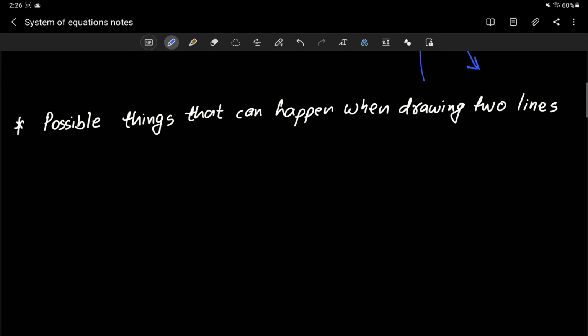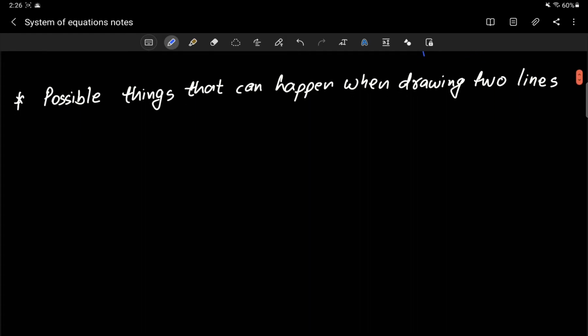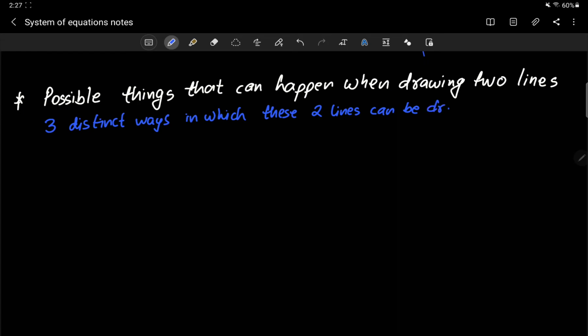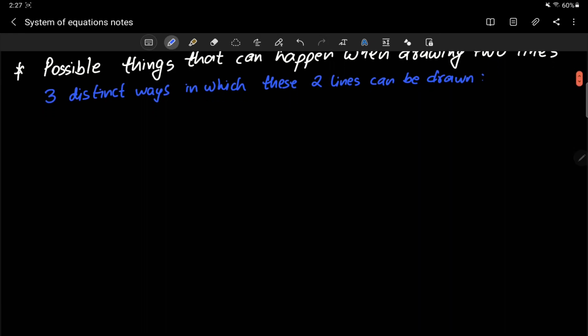All right, hopefully you paused the video and tried that out. Now, one observation would be that there are infinitely many ways. You can draw them any which way you want. But if you look at them very carefully, there are three, we're going to call them distinct, ways in which these two lines can be drawn. And what are these three distinct ways?